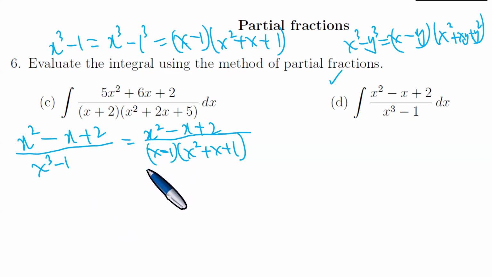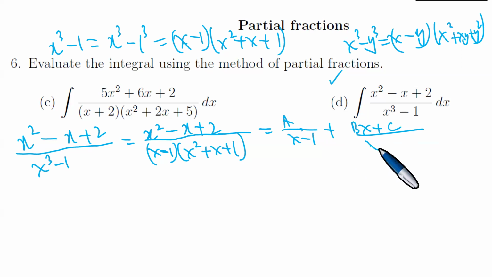Right, so now we are able to use the partial fraction decomposition as A over x minus 1, and then we have Bx plus C over x squared plus x plus 1. Right, so we need to deal with this, and so what exactly do we do here?